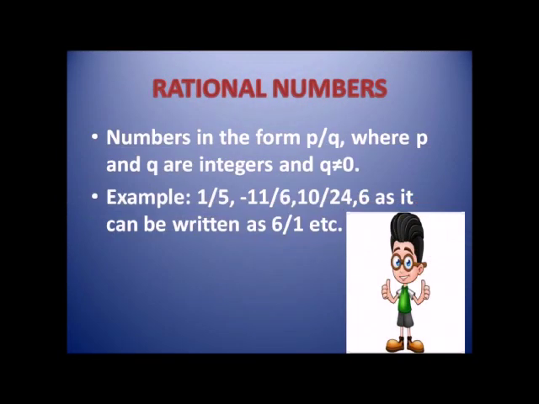Next, we have explained rational numbers. Okay. Now, what rational numbers are? These are the numbers in the form P by Q, where P and Q are integers and Q is not equal to 0. That is, P and Q can be positive or negative and P can be 0, but Q should not be equal to 0. Some examples I've mentioned on the screen.